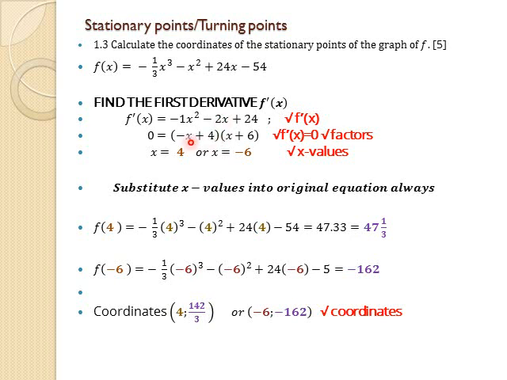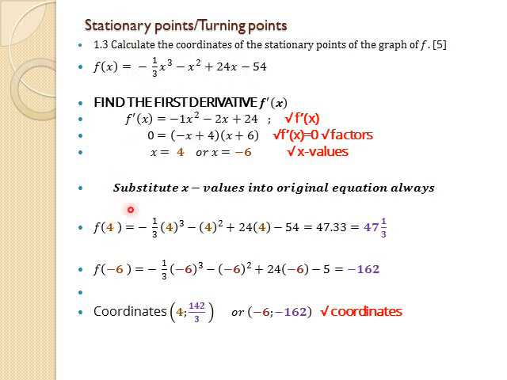Minus 6x plus 4x would give me minus 2x. Therefore, if we make this equal to 0, 4 goes over, negative x equals negative 4, or x equals 4. And there x equals negative 6. So 1 mark for the first derivative, second mark for making it equal to 0, another mark for the x values. Now very important, these values we got from the first derivative, or from this equation of the parabola, which is the first derivative. They must always go back into the original equation.